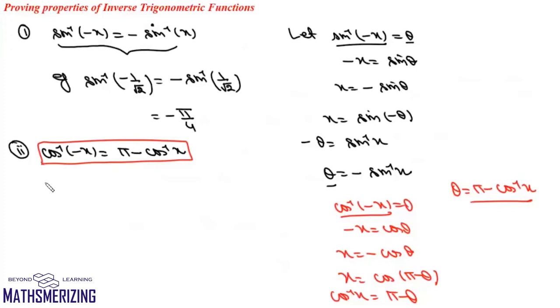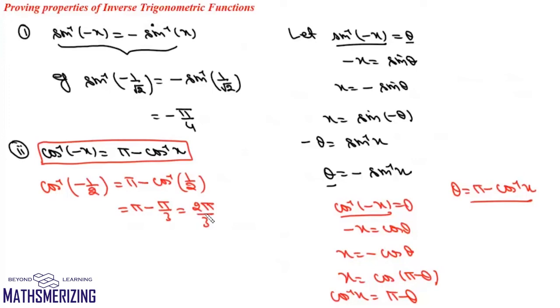So we have to write cos inverse of minus 1 by 2 as pi minus cos inverse 1 by 2. So it'll be pi minus, now what is cos inverse 1 by 2? Cos inverse 1 by 2 is pi by 3. So it'll be 2 pi by 3.